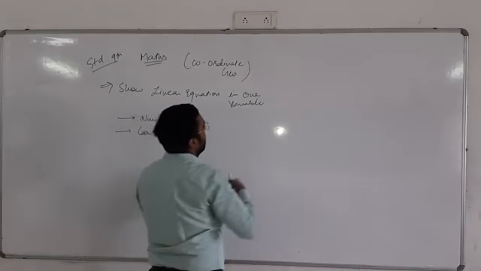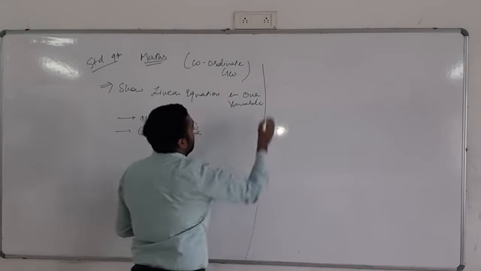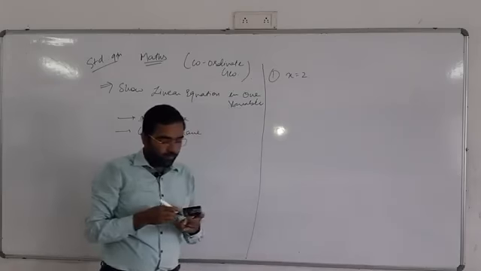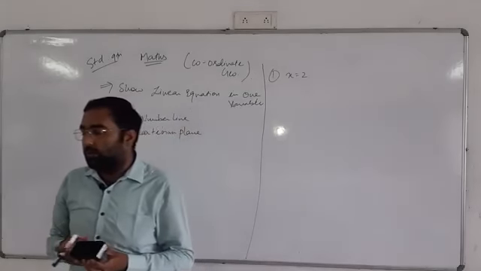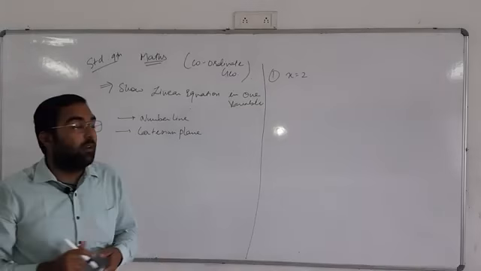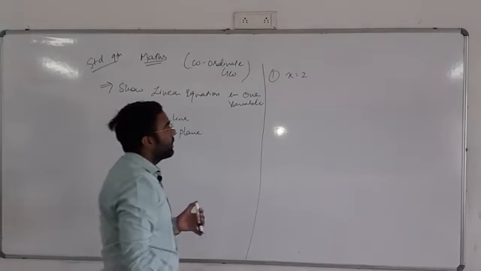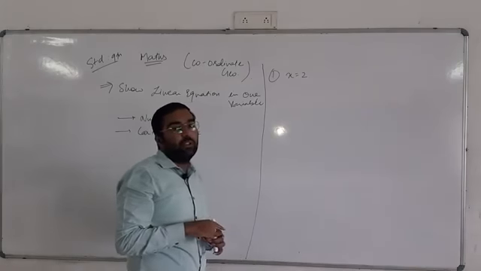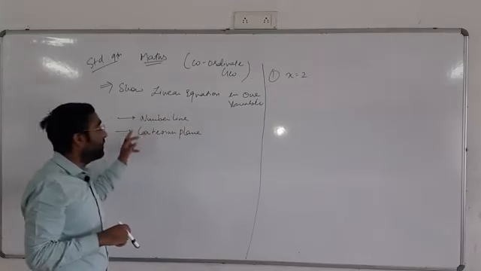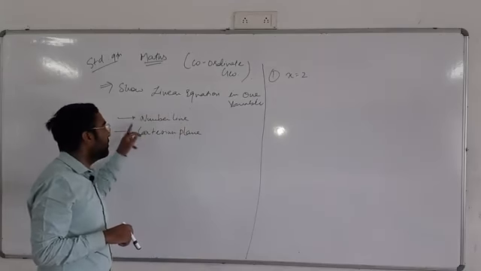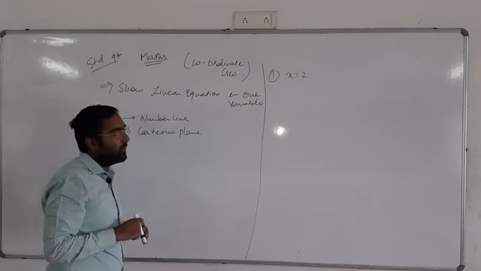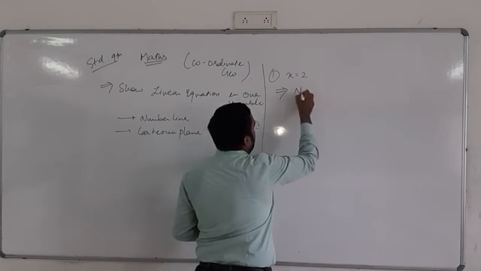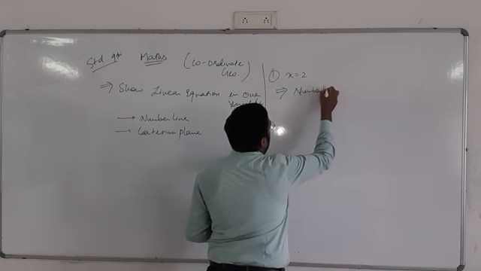Starting with the example, first is x equal to 2. Now I am using x equal to 2, and I am representing it in both methods. One is the number line and the second is the Cartesian plane. First we discuss how to represent it on the number line.